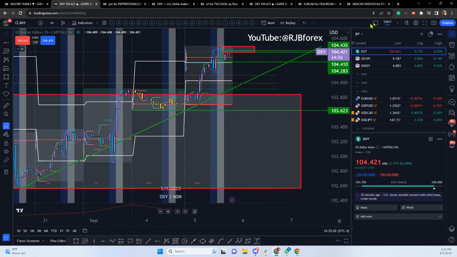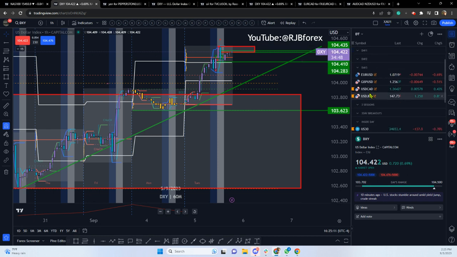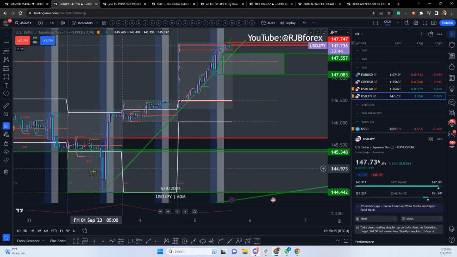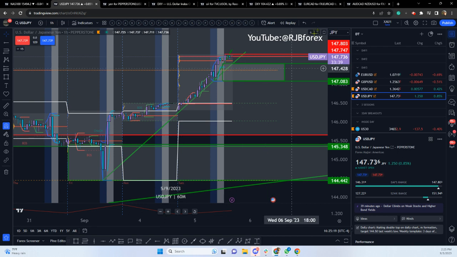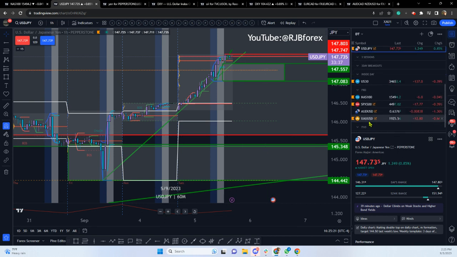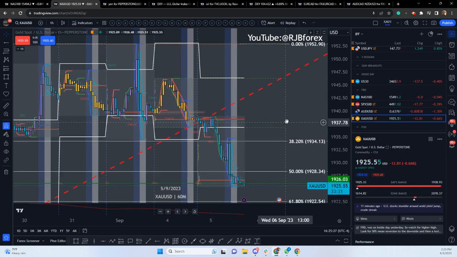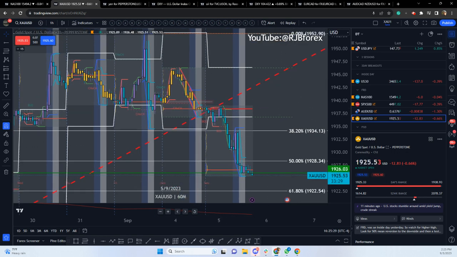Okay, so I'm being asked here about dollar yen, gold. Let's have a look at dollar yen. One, two, three. Dollar yen to come down. Gold, 1, 2, 3 to come up. Making sense, I hope.